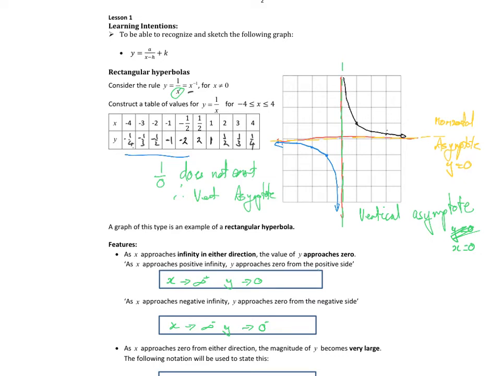Same thing over here, it approaches it from the positive side. So that's really just saying y gets really close to 0, but they're small positive numbers as they get closer to 0. This one here is saying as it approaches 0 from the negative direction, but they're small negative numbers as they approach.